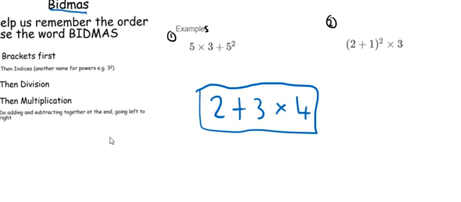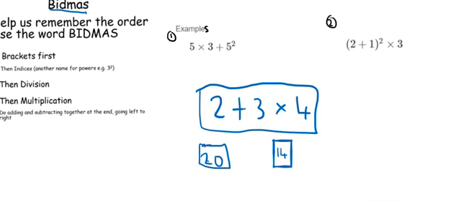If you did the addition first, then you would do 2 plus 3, which is 5, and you multiply that by 4, so you get 20. That's if you did the addition first. But if I did the multiplication first, I would do 3 multiplied by 4, which is 12, and then add on the 2, which is 14. So I actually get two different answers here, depending on which one I do first. That's a problem in maths.